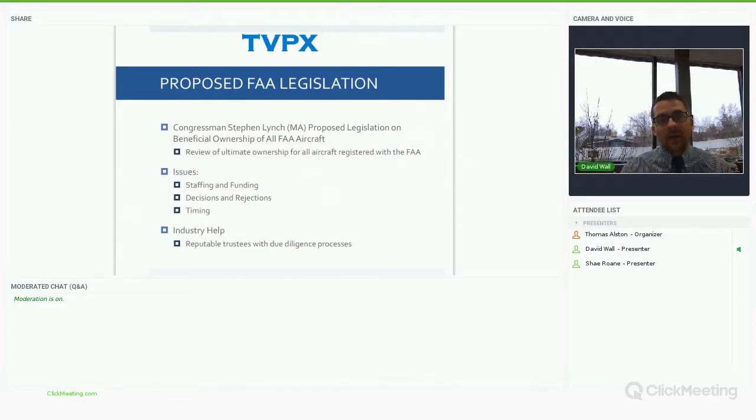Another thing that we're looking at is how the industry can help. TVPX and other reputable trustees, as I mentioned, have a due diligence process, and we're trying to help the industry and see how we can help the FAA possibly in providing background searches for these people, rather than having a possible government solution to the problem, possibly have an industry helped solution to making sure that aircraft are registered to people who you want them registered to, and make sure they try to get as many bad actors out as possible.